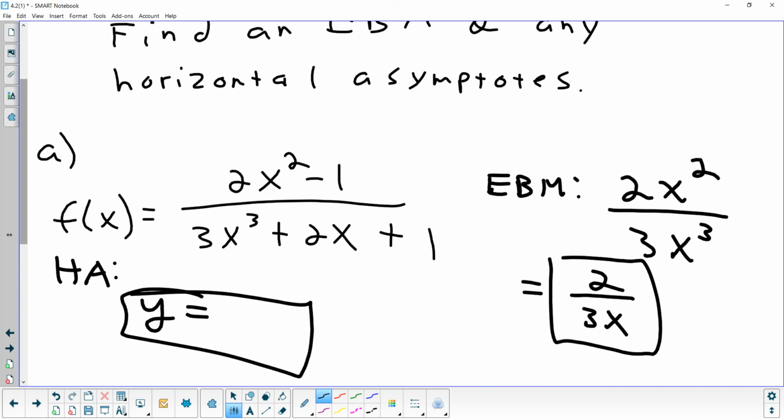What's the EBM here? I want to make sure we know what that is. Someone tell me again, what's the EBM? 2 over 3x. And to find the horizontal asymptote, we're letting x approach what number? Infinity. So as x approaches infinity, what happens to the denominator in that fraction?